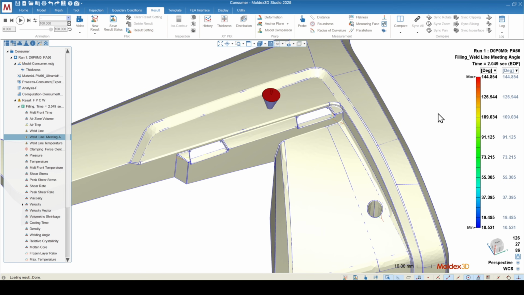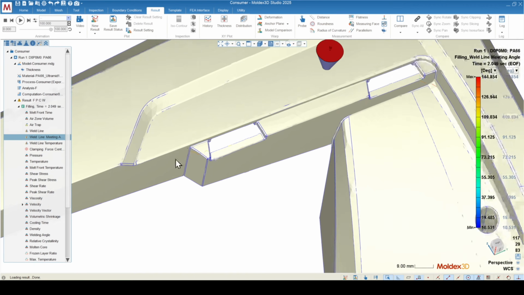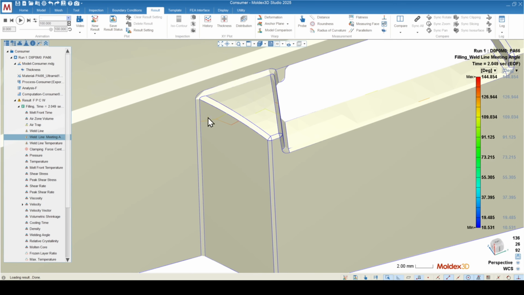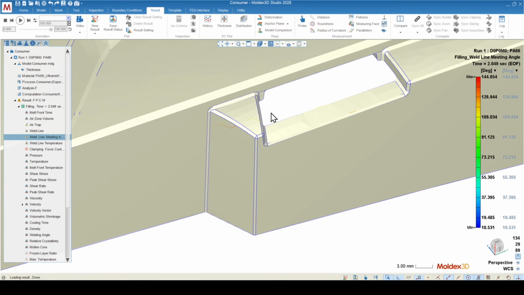As the melt front progresses after the weld line is formed, the angle gradually increases, and the polymer chains on either melt front are able to entangle with one another a little bit easier, making the weld line a little bit stronger. So the initial meeting point usually is the weakest point on the weld line, and as the melt front progresses past the weld line, that angle gradually increases and the strength increases accordingly.